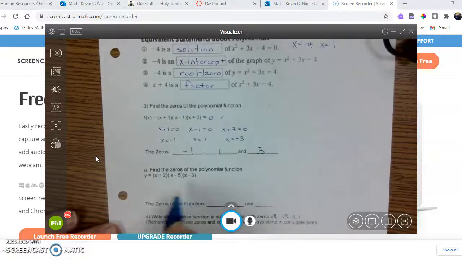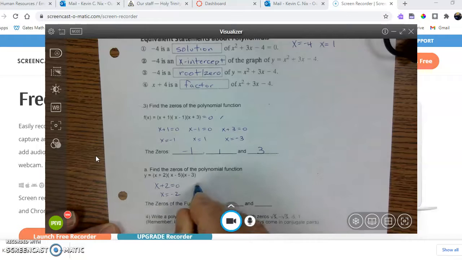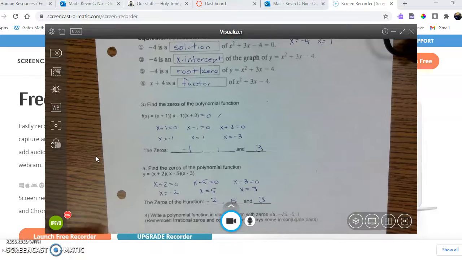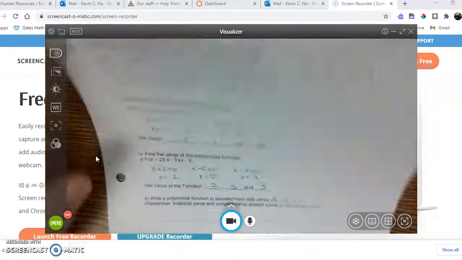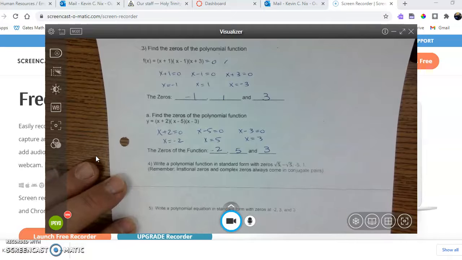All right. The zeros of this function are -2, 5, and 3. Okay? All right. Now, I've got to write a polynomial in standard form.